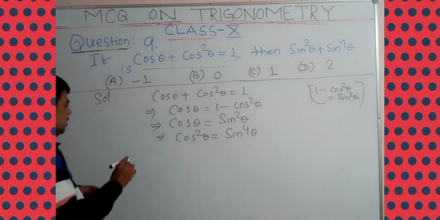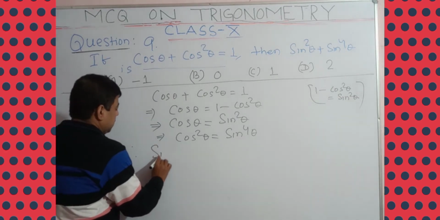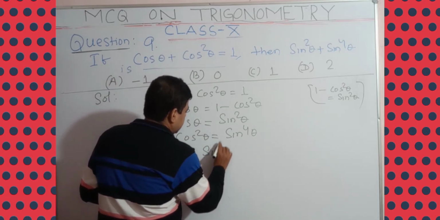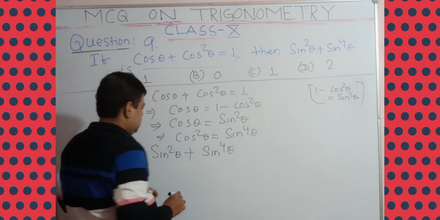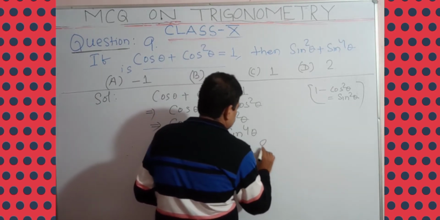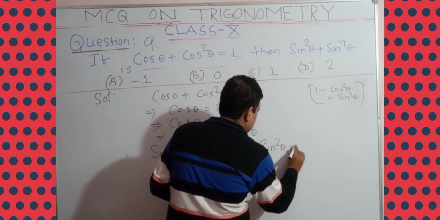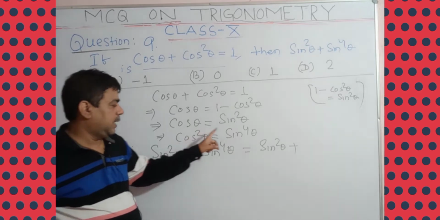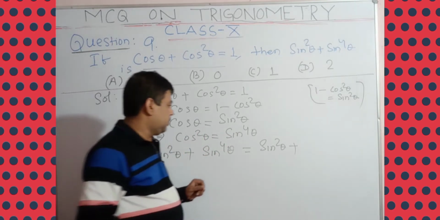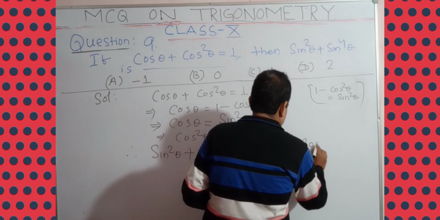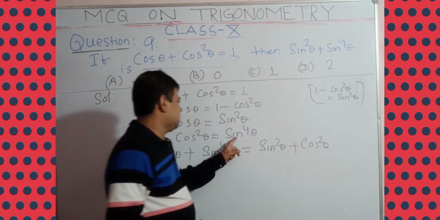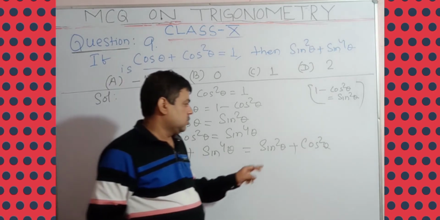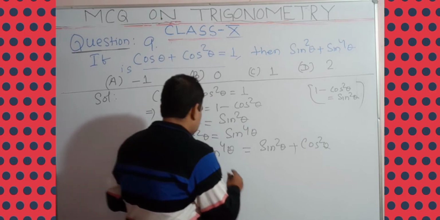Understand? Now let's see, it is given sin square theta plus sin to the power 4 theta. You have to find the value. Here, students, sin to the power 4 theta is cos square theta. So in place of sin to the power 4 theta, just replace the value cos square theta. So sin square theta plus cos square theta, whose value we already know is 1.